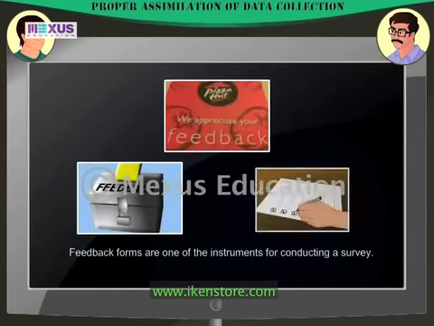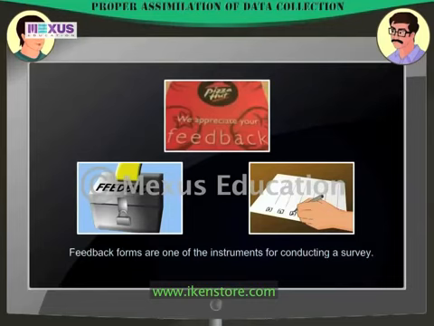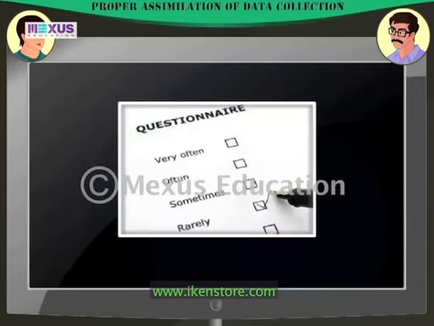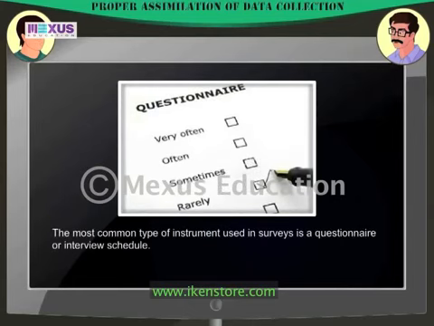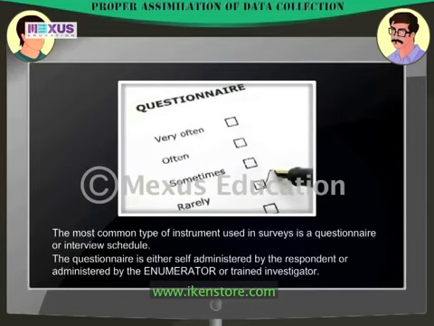Yes, I did fill a similar feedback form at Pizza Hut and wondered the purpose of the same. Yes, feedback forms are one of the instruments used for conducting a survey. What about the rest of the instruments used for conducting a survey? The most common type of instrument used in surveys is a questionnaire or interview schedule. The questionnaire is either self-administered by the respondent or administered by the enumerator or trained investigator.